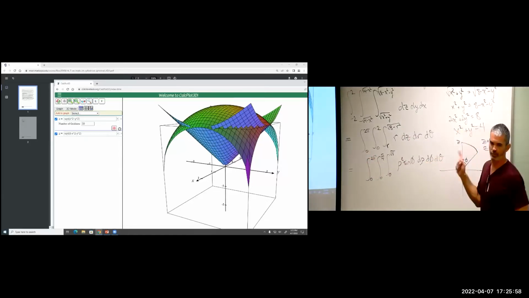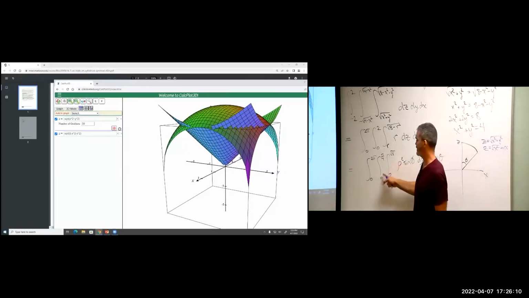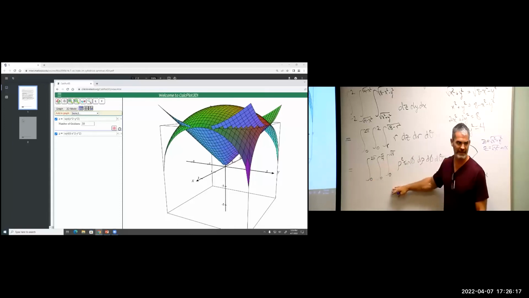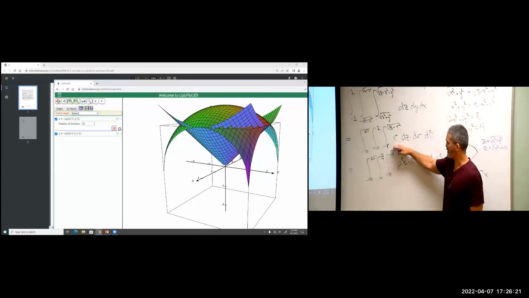All three of these will result in the same answer. If you had to calculate it by hand, which one would you want to use? Most likely the bottom one, because all of our limits are constants, which means we can do this literally in any order we want. This will be the easiest to do by hand. This one probably won't be too bad.